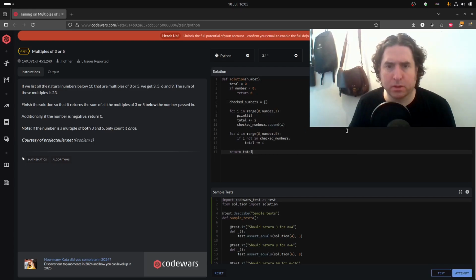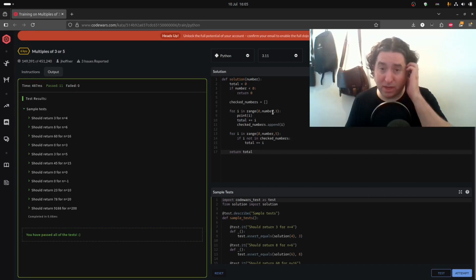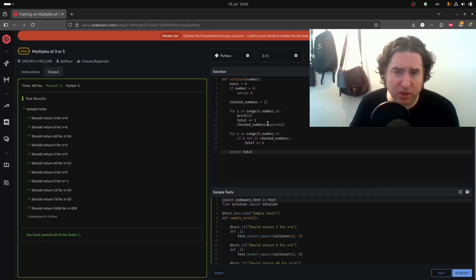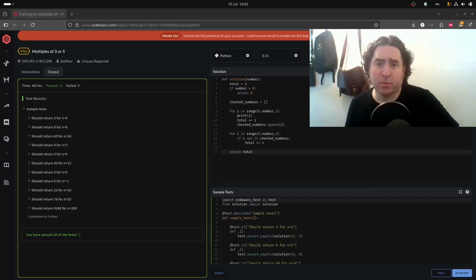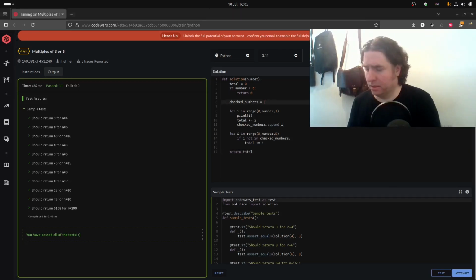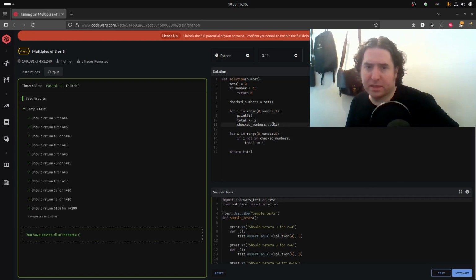One approach we could do is check for 3 and then only if we haven't checked the number, check for 5. Not sure this actually makes it any better. We can make it faster if we make it a set and then check numbers are in it. That will make the check faster.